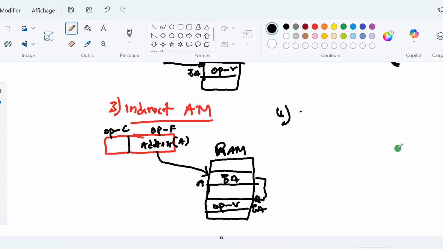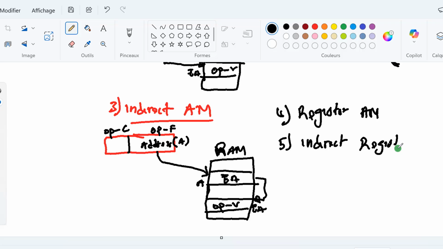Number 4 here is what we call register addressing mode. In register addressing mode, the operands are registers. That's all. So the operand fields are registers. Now we go to number 5. Number 5 here is what we call indirect register addressing mode. Indirect register addressing mode is the same thing as indirect addressing mode. Just that, remember, in register addressing mode you have something like this.